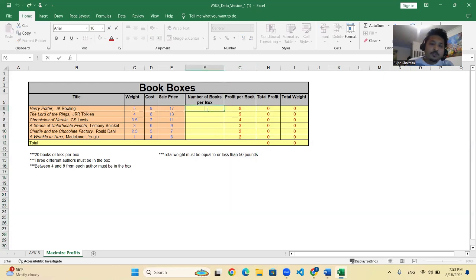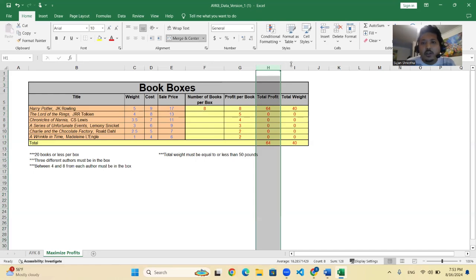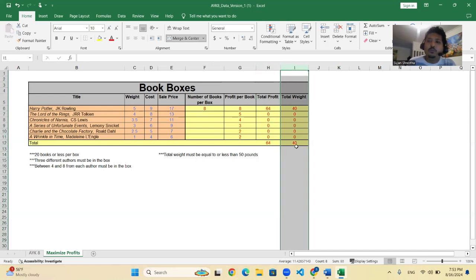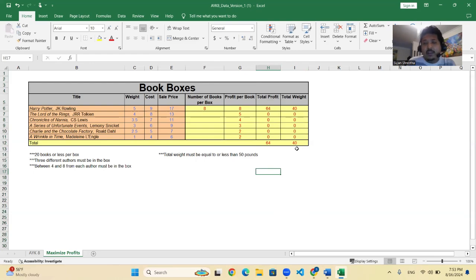So we can take 4 to 8 books in the box. If we take a maximum of 8 books, we get a profit of $64, and the total weight will be 4. So we still can add about 10 pounds in the box.